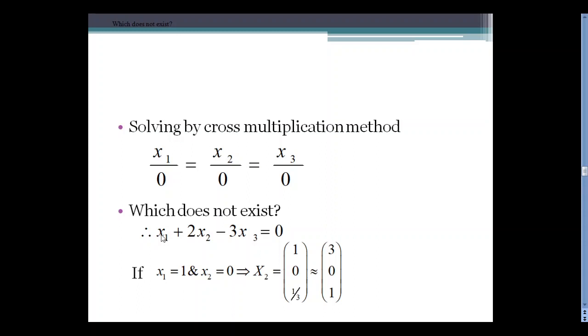If x1 equal to 1 and x2 equal to 0, and you simplify, you get x3 equal to 1 by 3, so the vector is 1, 0, 1 by 3. Now you can multiply by 3, we get 3, 0, 1, which is equivalent. So the eigenvector can be multiplied by some constant, or you can divide by some constant.